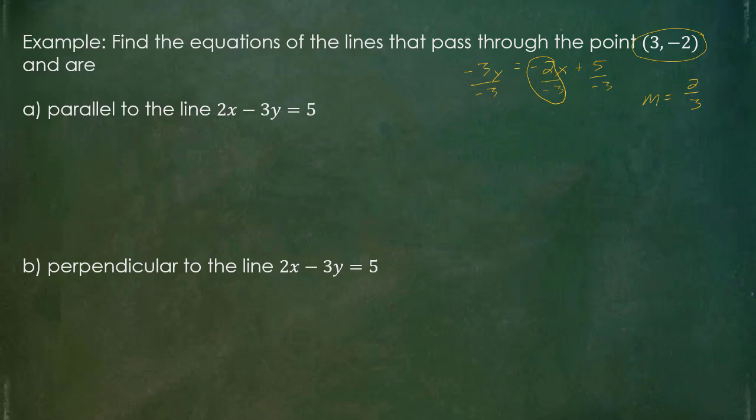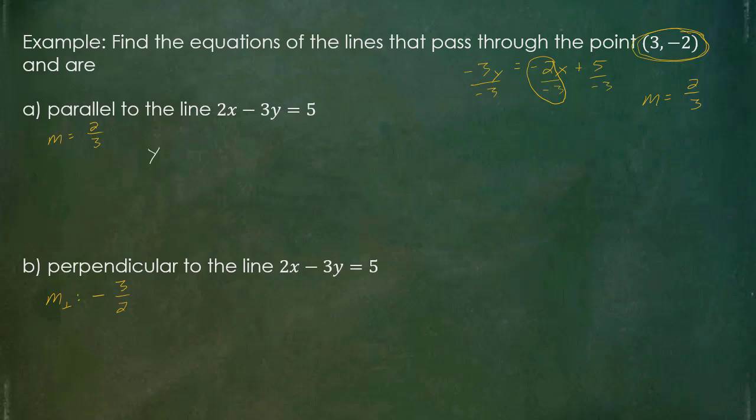So for the parallel one, I know that my slope is going to stay the same because parallel lines should have the same slope. May as well talk about the perpendicular one at this point. The slope of the perpendicular line is going to be the negative reciprocal of that fraction. So in this case, negative 3/2. So now that I have a slope and they provided a point, I should be able to use point-slope form to come up with what this equation would be.